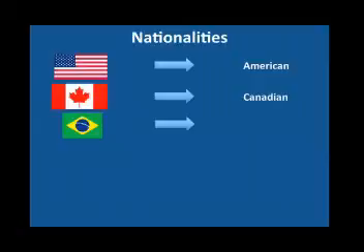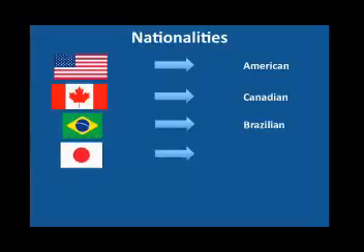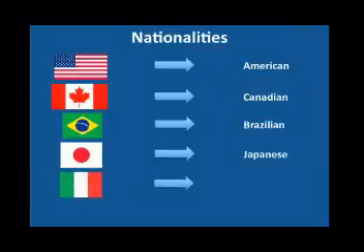Here we have the country of Brazil. So someone who comes from Brazil will be called a Brazilian. Next, we have Japan. Someone who's from Japan will be known as a Japanese. So their nationality is Japanese. Next, we have Italy. Someone who's from Italy will be known as an Italian.